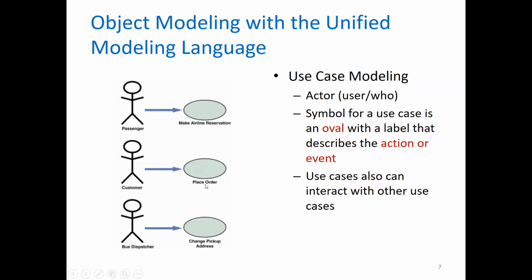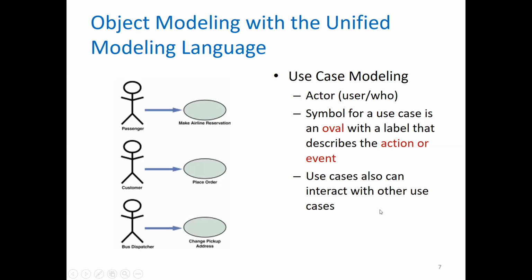Why is it a description? You're looking at a verb, a doing word. So place, that means it's a verb, it's a doing word. So place order, make airline reservation. So what are you doing? You're making an airline reservation. So you're doing something, you're performing an action. So again, it's a verb. And then you have change pickup address. So you're changing something, you're doing some form of action. So again, there's a verb. So remember, always when you're giving your use case name or description, you always have to use a verb.